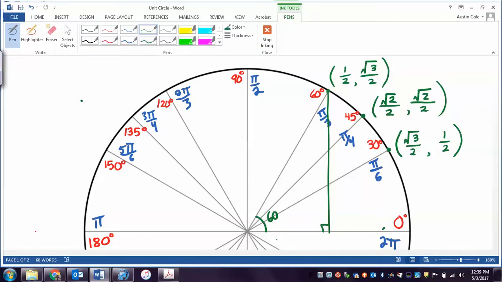So if the radius of my circle is 1, and I'm going straight up the y-axis, the distance of that radius, what is that point at 90 degrees? 0, 1, right? Okay, so this is kind of acting like our y-axis a little bit. So my point here is 0, 1.